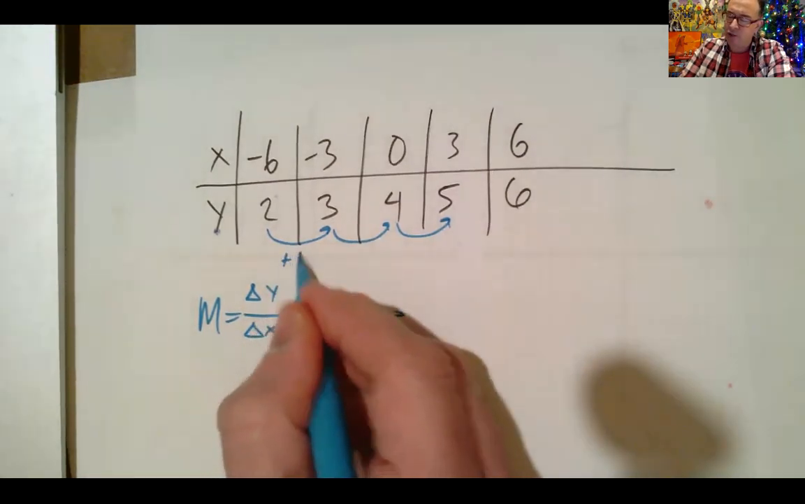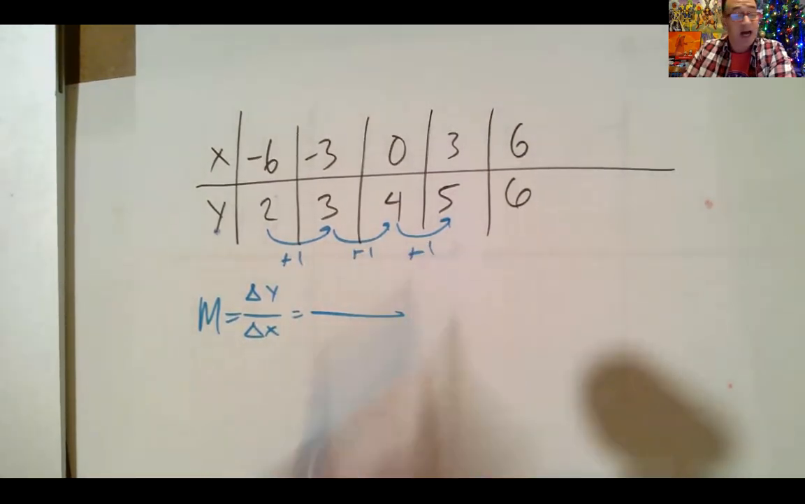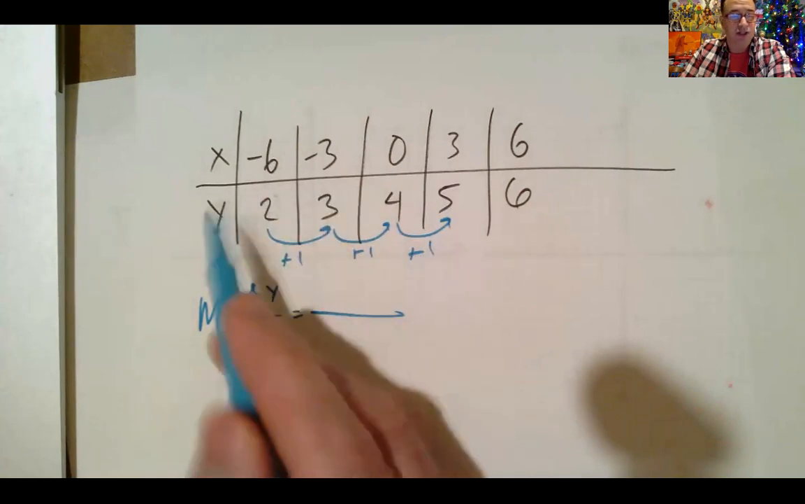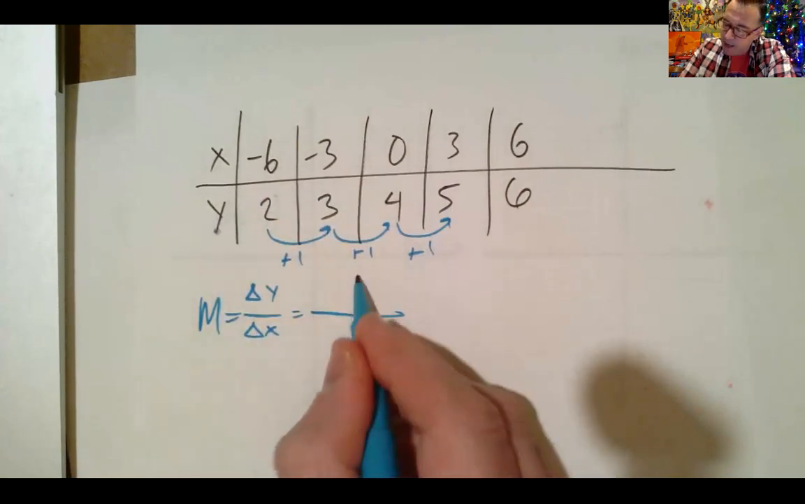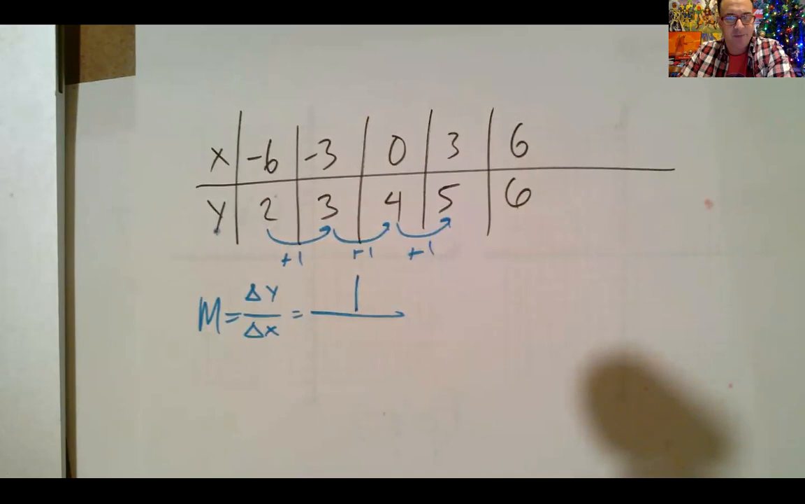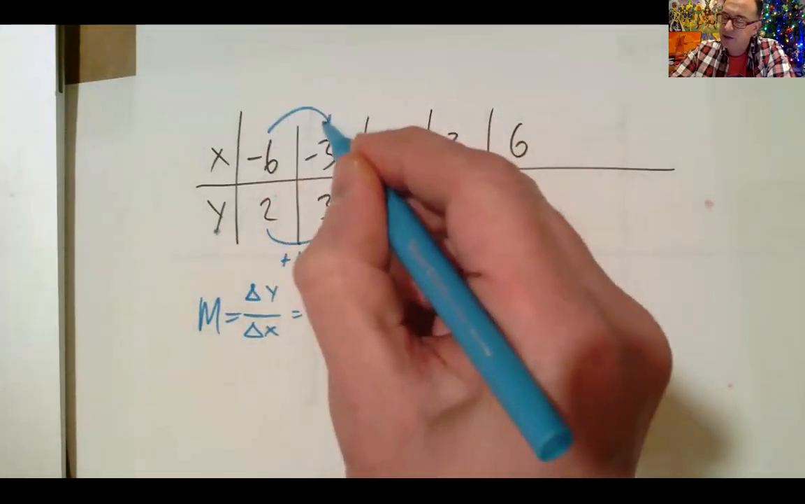Plus 1. Okay, and I agree. 2 to 3, 3 to 4, 4 to 5. Again, if you don't know, just subtract my numbers. You can see what we got. So that means my change in y is a +1 on the top. Solid. Okay, let's look at our change in x.